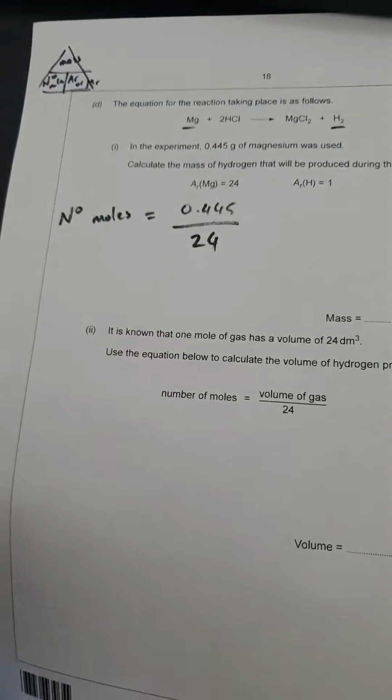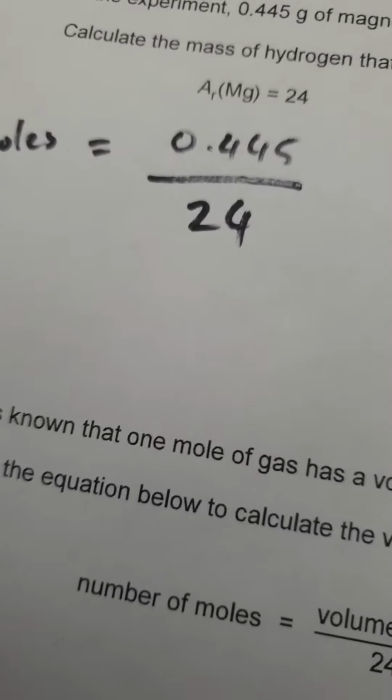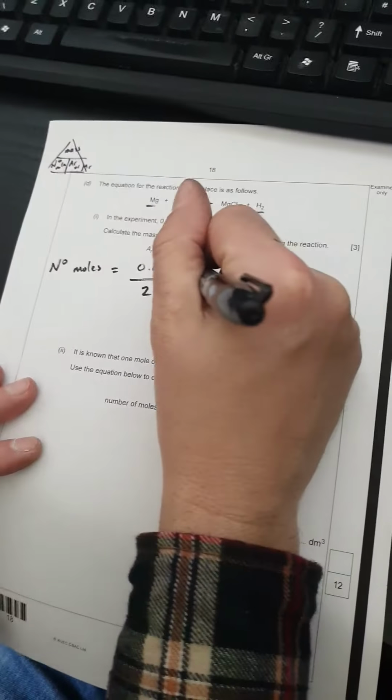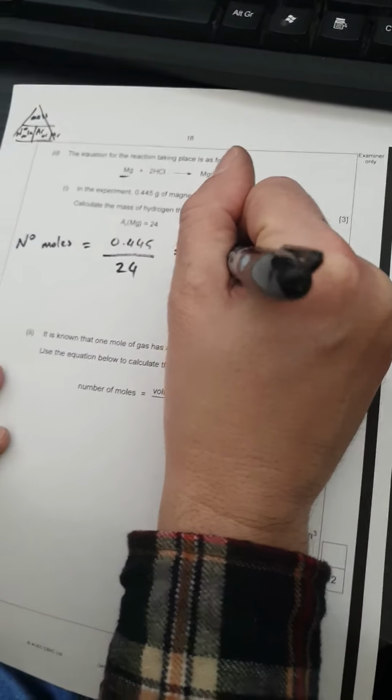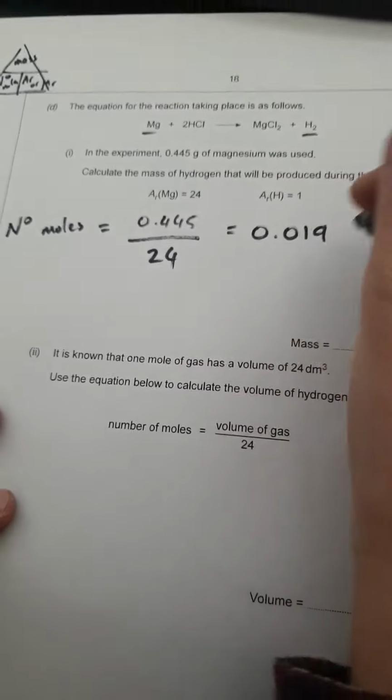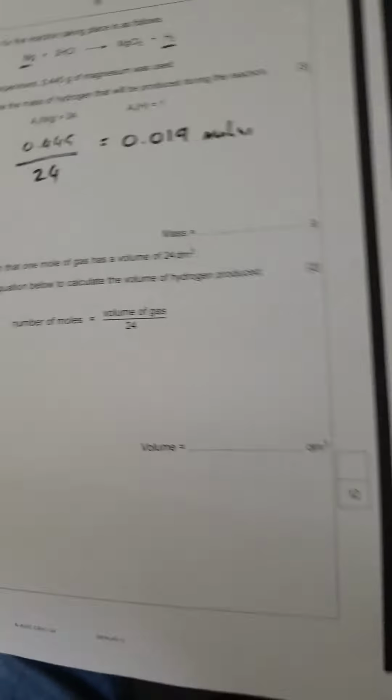They give it to us already. What? This is too easy. 0.445 divided by 24 equals 0.019 moles. Now, this is the key bit, and I want you two to answer me this.